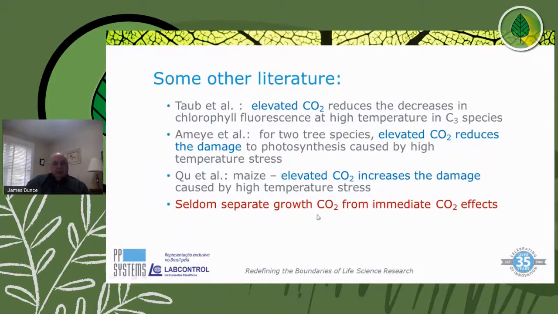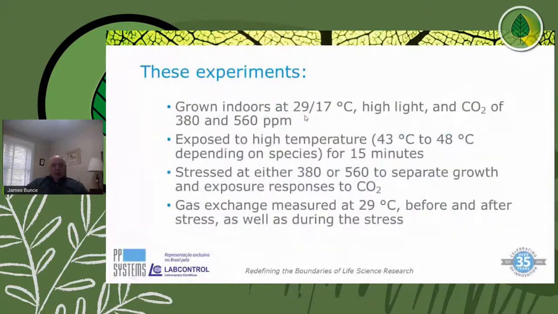These and the early literature seldom have tried to separate the effects of growth CO2 from immediate CO2 effects. And the experiments I'm going to present to you have attempted to do that. So we have plants that are grown indoors in controlled environment chambers at this temperature, 29 day and 17 night, at high light, and CO2 of 380 and 560 parts per million, so ambient and 1.5 times. So leaves are grown this way at 2 different CO2 concentrations.